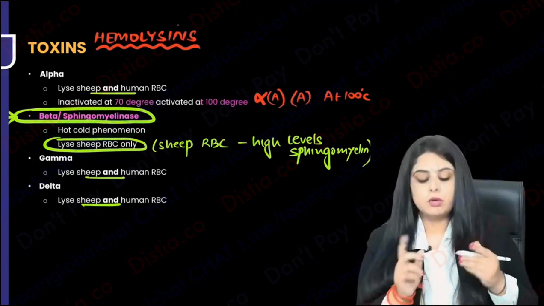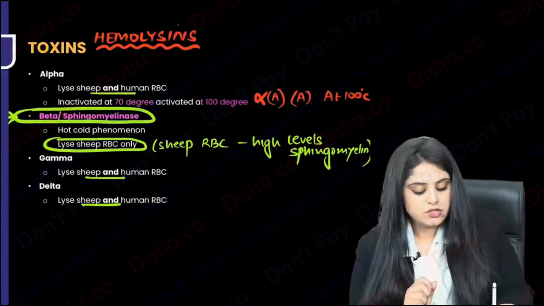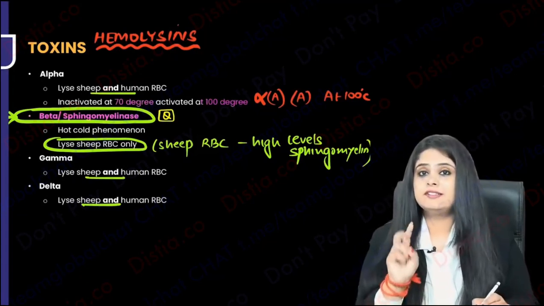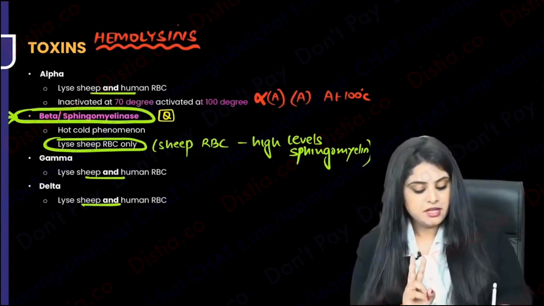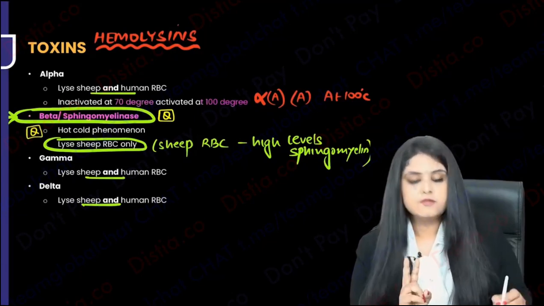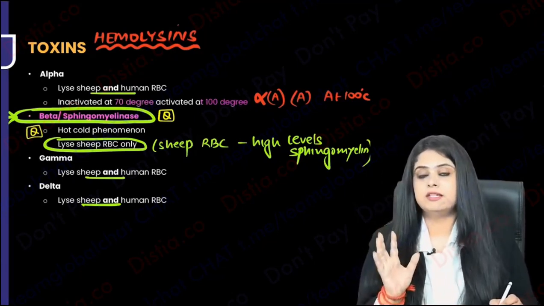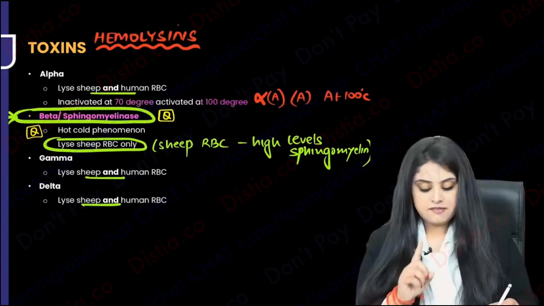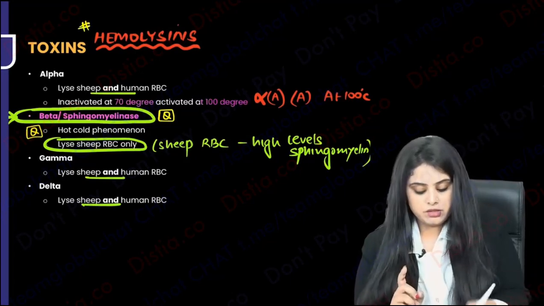So out of this slide, what are your PYQs? They ask you which is the one which is known as sphingomyelinase. It is beta, S for S. It lyses which RBCs? Sheep RBCs. Which are the ones which show you the hot-cold phenomenon? Again, beta sphingomyelinase. So beta is most important over here, right? This was only one, the hemolysins. The story is not over.